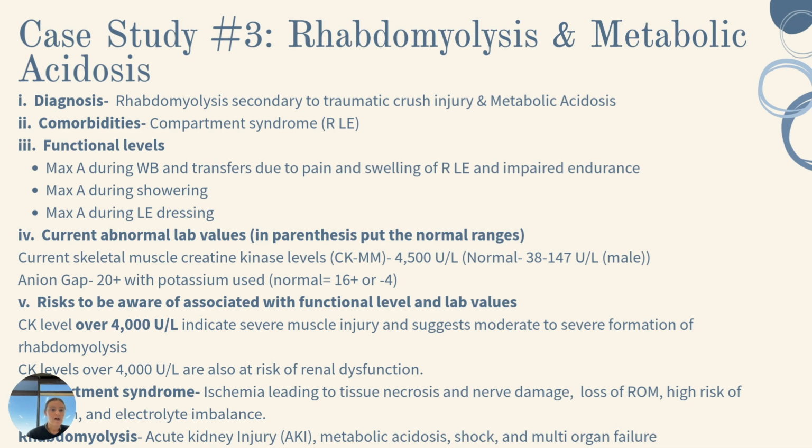So the current lab values, the current skeletal muscle creatine kinase level is 4,500, and normal is usually between 38 to 147. Anything over about 4,000 for creatine kinase can usually indicate rhabdomyolysis and acute kidney injury. And then the anion gap is currently at 20 with the potassium used, where normal is usually 16 or -4.